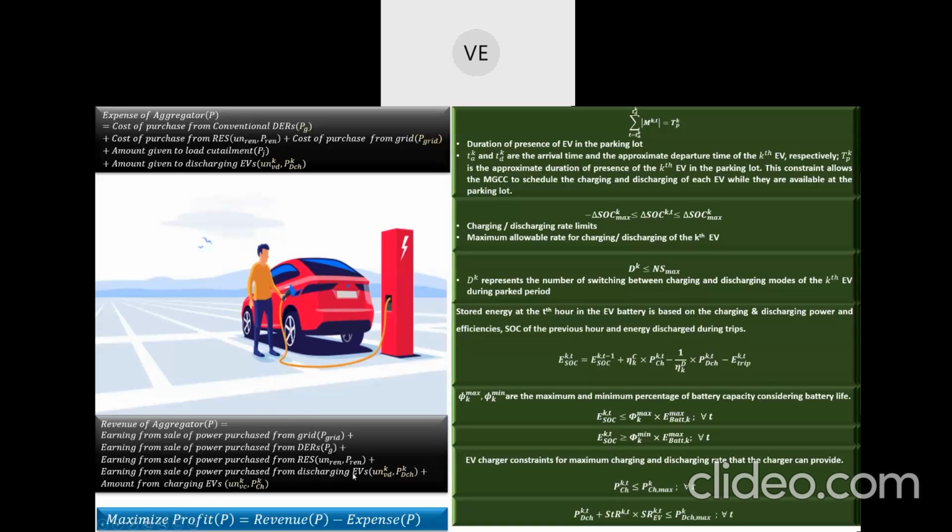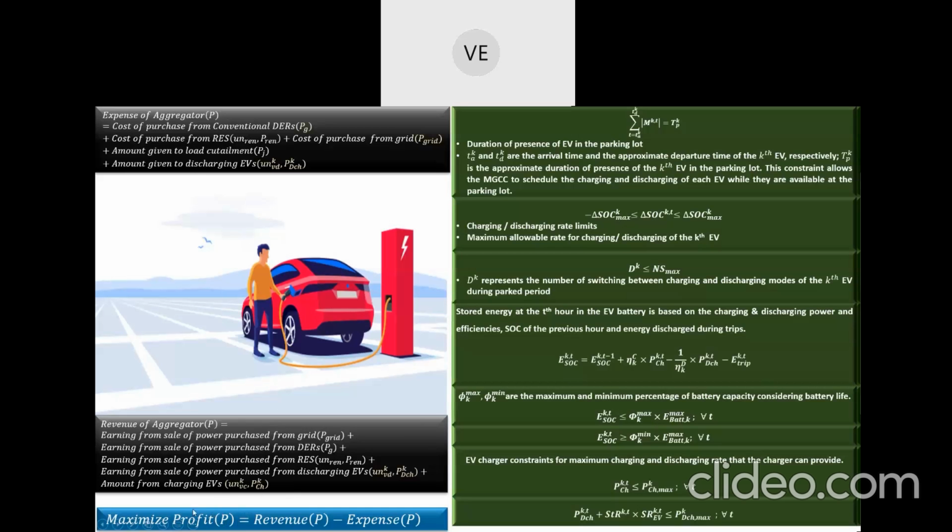Now earning from sale of power purchased from discharging EVs. Then the amount from charging EVs, right? All these contribute to the revenue of the aggregator. Now, revenue minus expense gives you the profit. Profit is a function of active power. What is this active power? This is not only one variable, this is a vector, that is P1, P2, P3. However many sources there are, that many active power outputs there are. So this profit is a function of these powers.